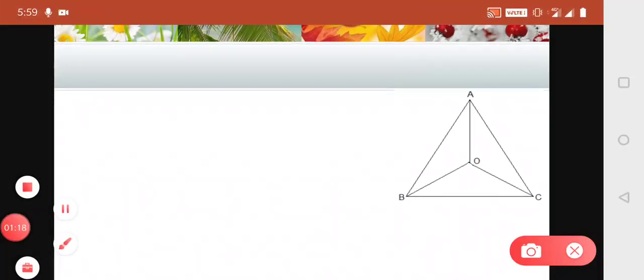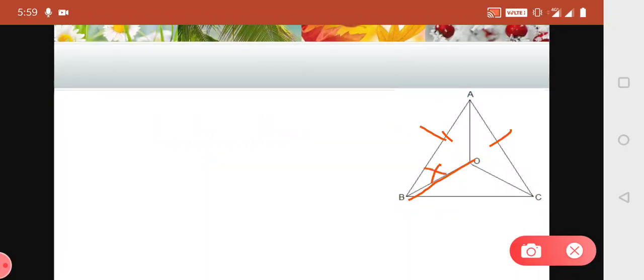According to the question, ABC is an isosceles triangle in which AB equal to AC. This is given. Further, BO is the bisector of angle B, means it divides angle B into two equal angles, that is angle ABO and angle OBC. These two angles will be equal. Similarly, CO is the bisector of angle C, so CO divides angle C into two equal angles, that is angle ACO and angle OCB. These two angles will be equal.